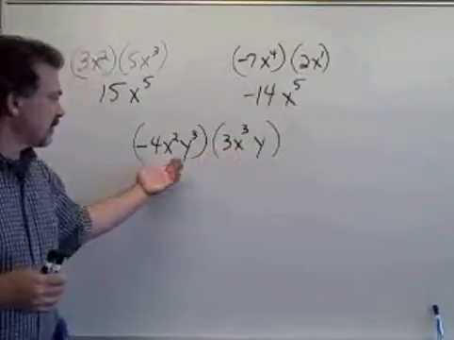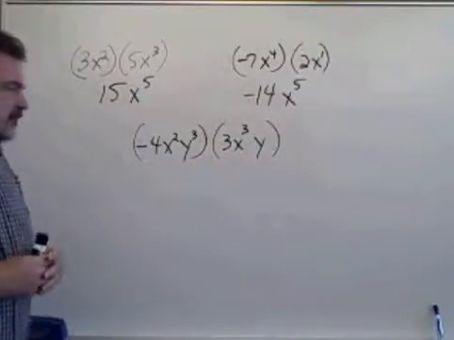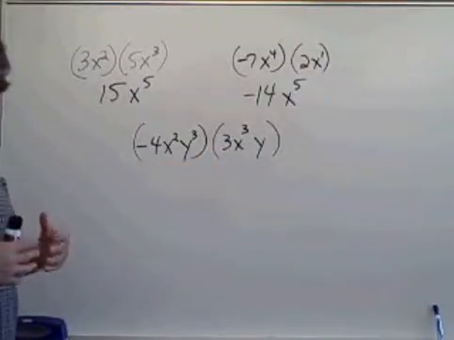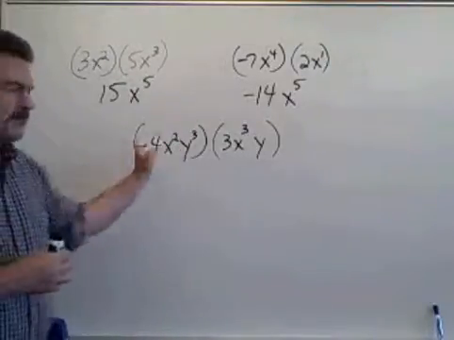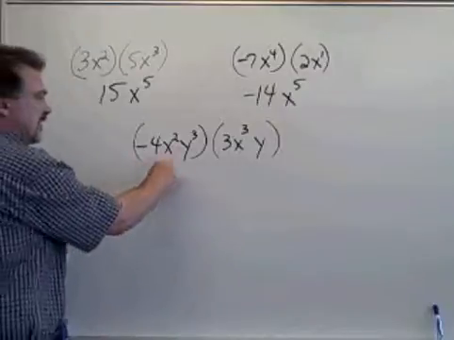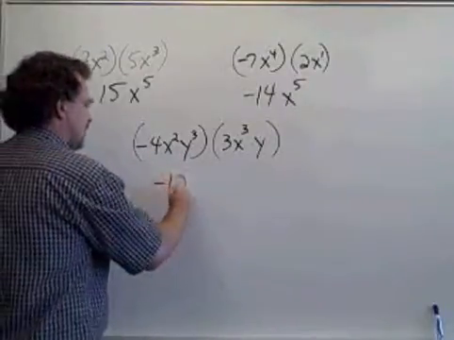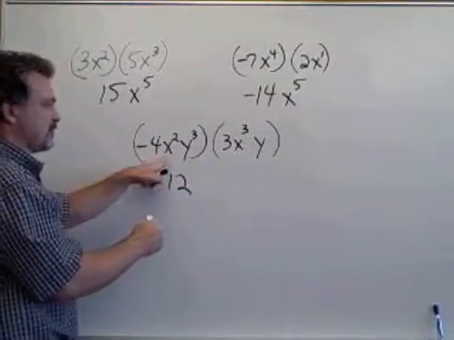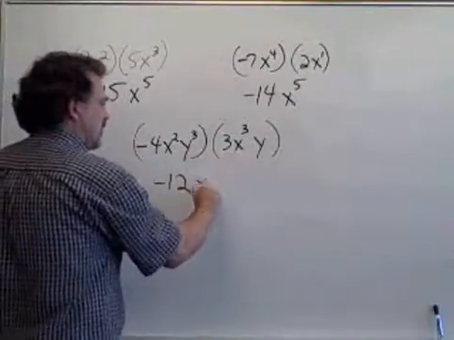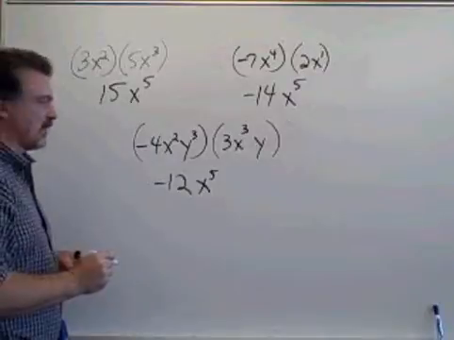Here we have not only x's but y's in our terms. But that doesn't change. We multiply the x's together, we multiply the y's together, after first multiplying the coefficients. Negative 4 times 3 is negative 12. X to the 2nd times x to the 3rd. I've got 2 x's here, 3 more there. That's 5 x's being multiplied.